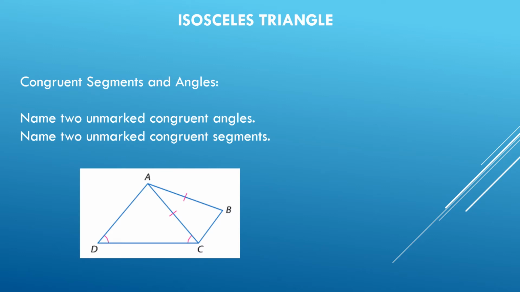In the question below, we have to find two unmarked congruent angles and two unmarked congruent segments. Let's focus on triangle ABC. We have side AB congruent to side AC. That means the angles opposite to those sides are also congruent. So angle ABC is congruent to angle ACB. Please make sure to put the vertex in the middle, and this sign is the congruency sign.